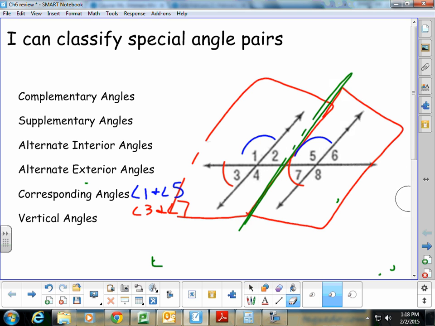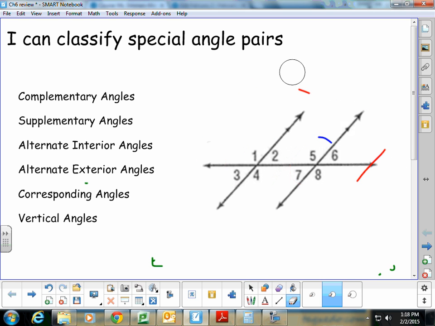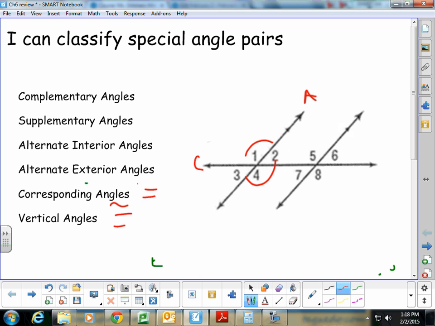Lastly, vertical angles. Vertical angles are opposite of each other on 2 intersecting lines. Line A and line C are intersecting here, making 1 and 4 vertical angles. Vertical angles are congruent. All of these have those congruent pieces to it. That's in your book as well.